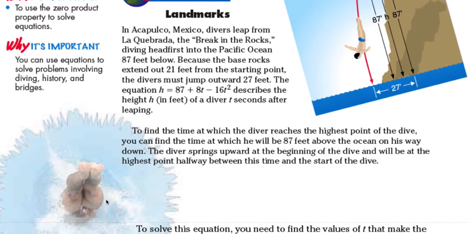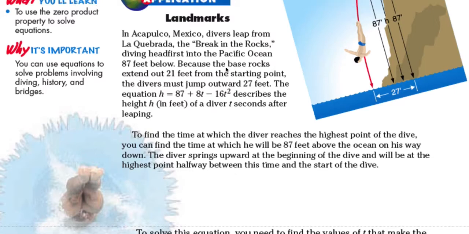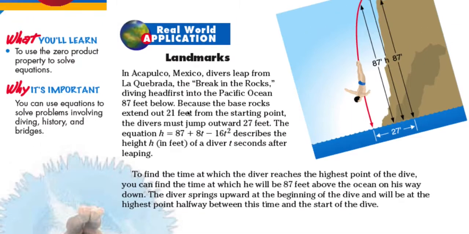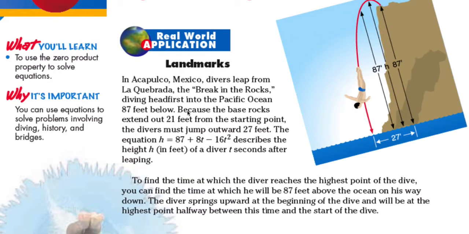In Acapulco, Mexico, divers leap from La Quebrada, which in literal translation means the break in the rocks, diving headfirst into the Pacific Ocean 87 feet below, because the base rocks extend out 21 feet from the starting point. The divers must jump outward 27 feet. The equation h equals 87 plus 80t minus 16t squared describes the height in feet of a diver t seconds after leaping.